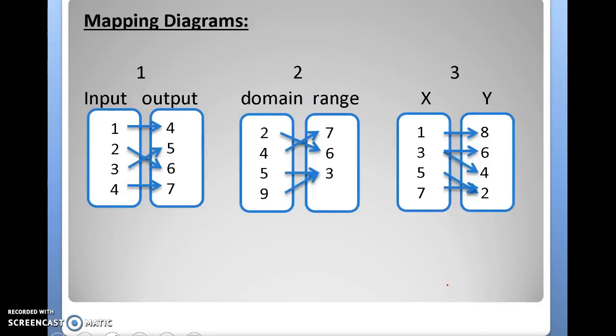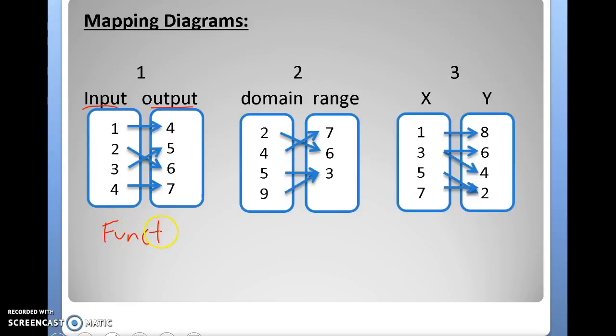This is what this is going to look like with some input and output values. So we have 3 examples here. Example 1, we have our input and our output. So when I plug in a 1, I know I get a 4. When I plug in a 2, I know I get a 6. When I plug in a 3, I know I get a 5. And when I plug in a 4, I know I get a 7. So is this one a function? So this one is a function.